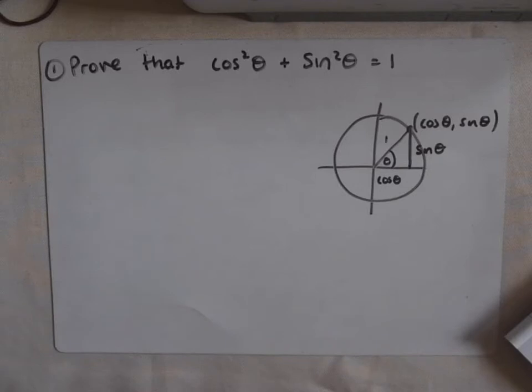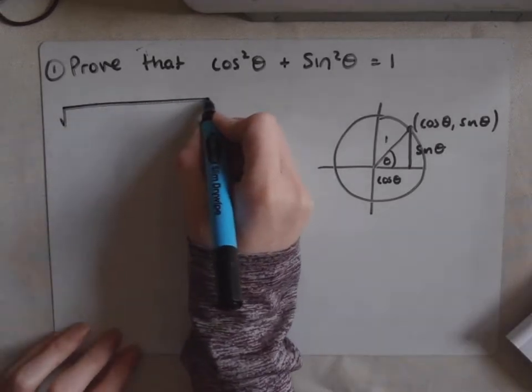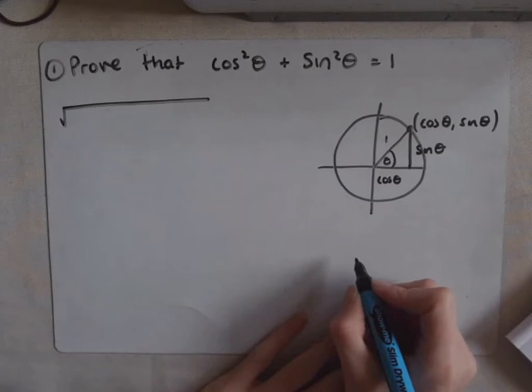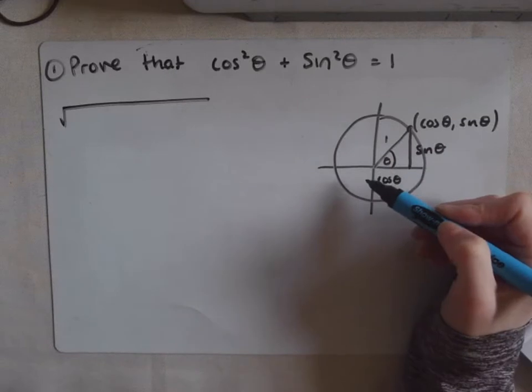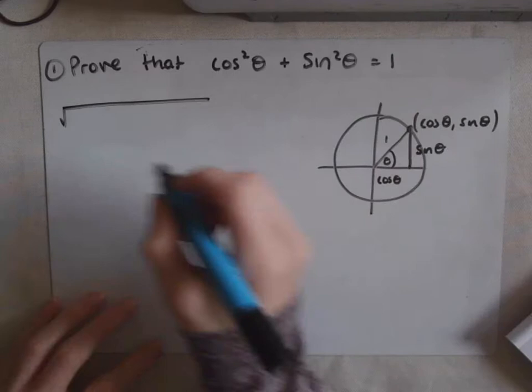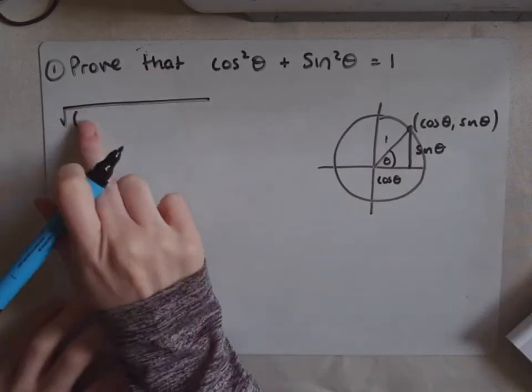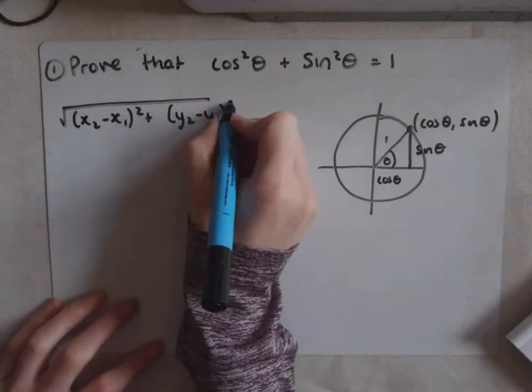Or you could do the distance formula. The distance formula, I suppose, is proving it a little bit more. So if we're going to use the distance formula, we're finding the distance from this point 0, 0 to this point cos theta, sine theta. So our distance formula is the square root of x2 minus x1 to be squared plus y2 minus y1 to be squared.